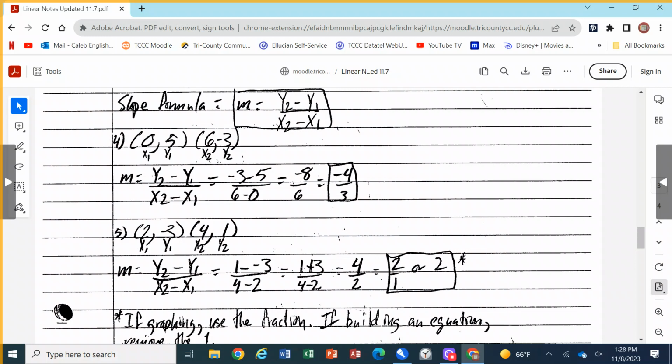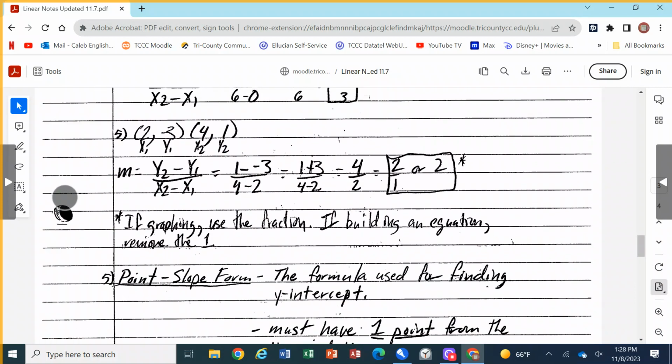All right. Number 5. 2, negative 3, and 4, 1. So when you substitute those in, the top's going to say 1 minus negative 3. Leave it like that for a second, okay? Don't try to fix it too soon. You might lose a negative. The bottom will say 4 minus 2. So now on the next part, you can fix the minus negative to a plus, and you got 1 plus 3 over 4 minus 2. That'll make 4 over 2, which goes to 2 over 1 or 2.